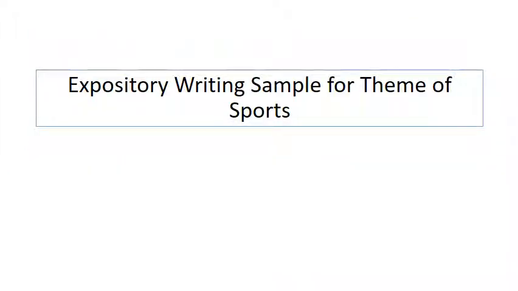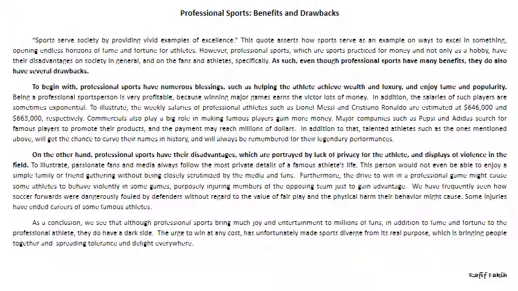Now, the expository writing sample for the theme of sports. I asked about professional sports, benefits, and drawbacks. Remember, we said that a professional sports person is a person who gets paid money to play. Okay, like the important players, you know, like Neymar, like Ronaldo, they get paid a lot of money. Therefore, because they are professional. Okay, you play for money, you are professional.